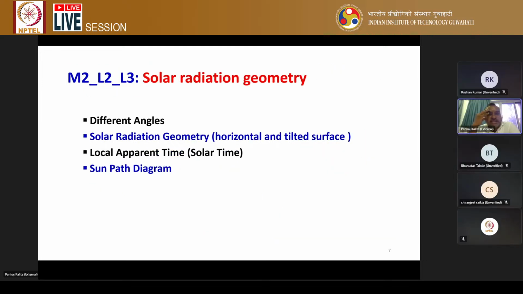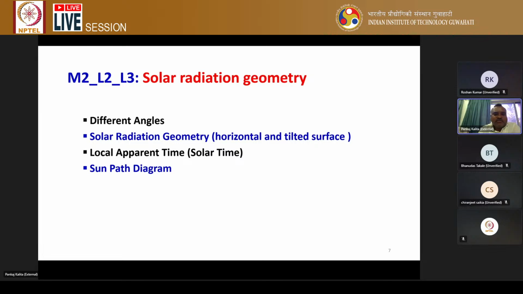So in lecture 2 and 3 of module 2, we have studied radiation geometry, which is very, very important. And irrespective of the kind of utility we study, this knowledge is very, very important. Without this knowledge, we cannot design any solar systems. It may be solar thermal, or solar PV, or maybe solar PVT systems.